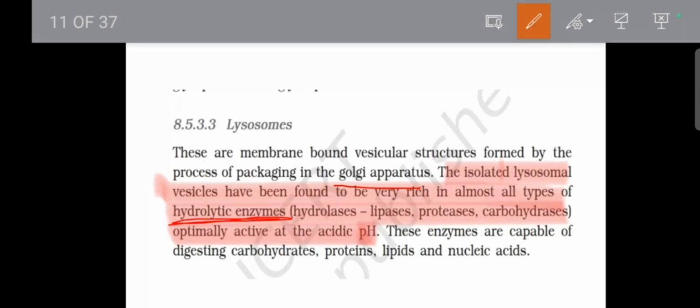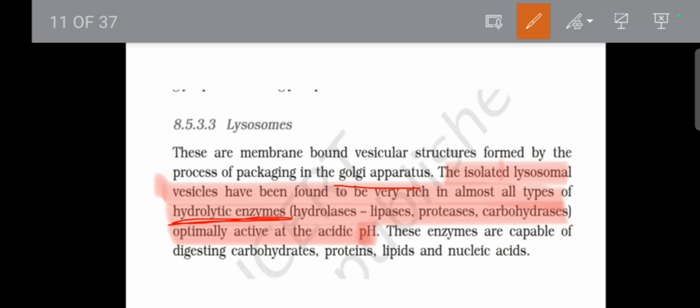So which hydrolytic enzymes are present? The hydrolases are the lipase, protease and carbohydrase. What is the lipase? The enzyme which digests lipid is called lipase. What is the protease? The enzyme which digests protein is called protease. And the carbohydrase digests carbohydrate.